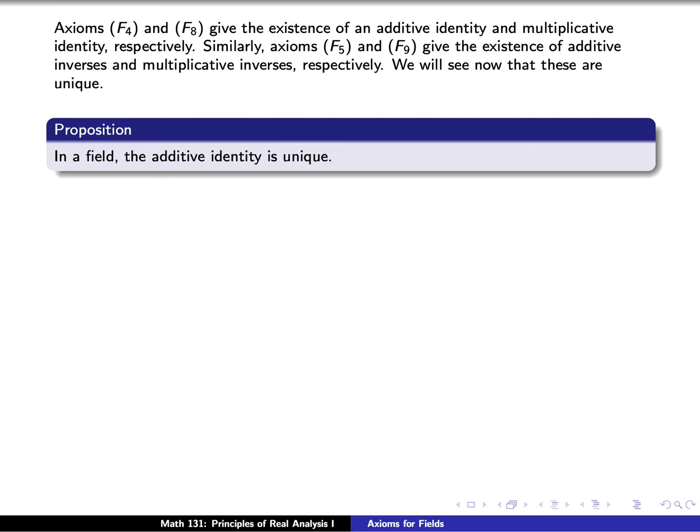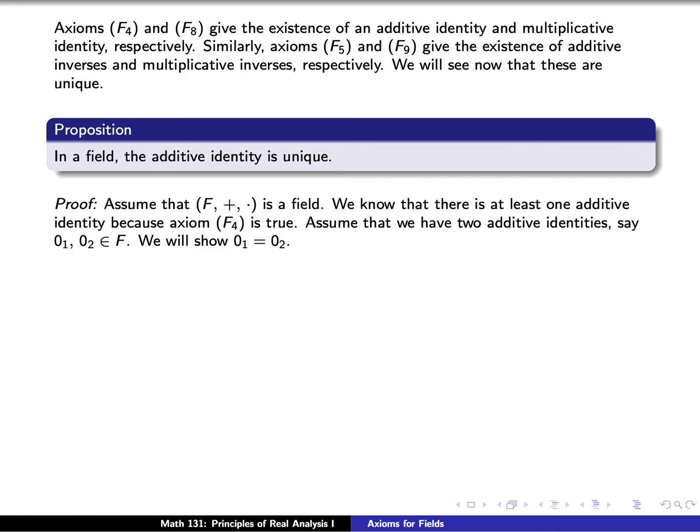In a field, the additive identity 0 is unique. Here's how we prove this. Let's assume that our field does exist. We have a set F, addition plus, and multiplication dot. We know that there exists at least one additive identity because axiom F4 is true. Since we want to show uniqueness, let's say that we have perhaps two additive identities. Let's call them 0 sub 1 and 0 sub 2.